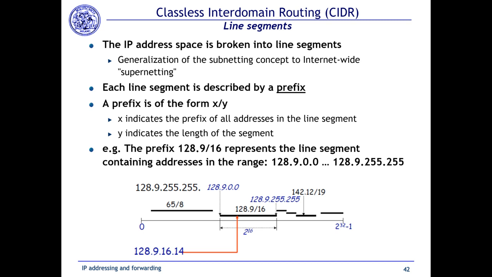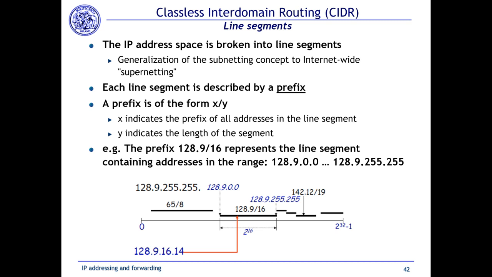So in this case, we have 128.9.0.0, and on the other side, 128.9.255.255. How can you perform what is called IP address lookup? That is the operation a router performs to understand if a certain destination belongs to a certain network. This representation is just the operation of locating a point on the number line on a specific segment. Okay.